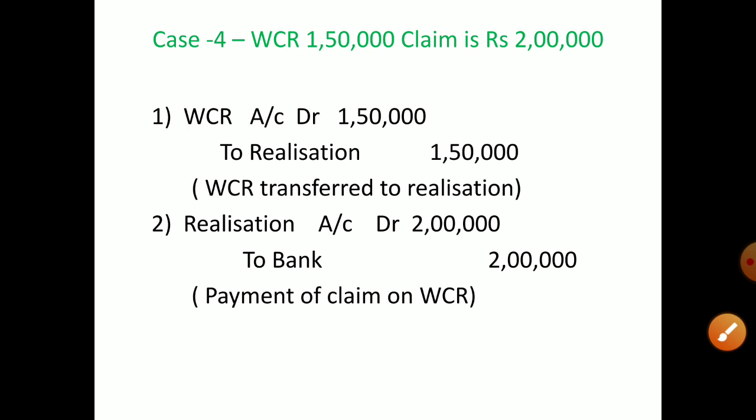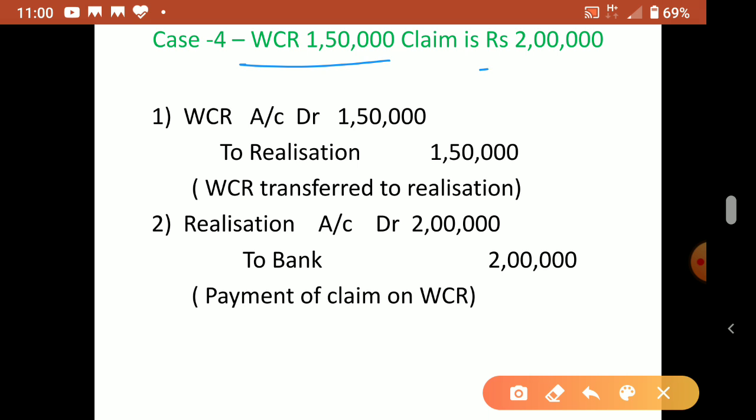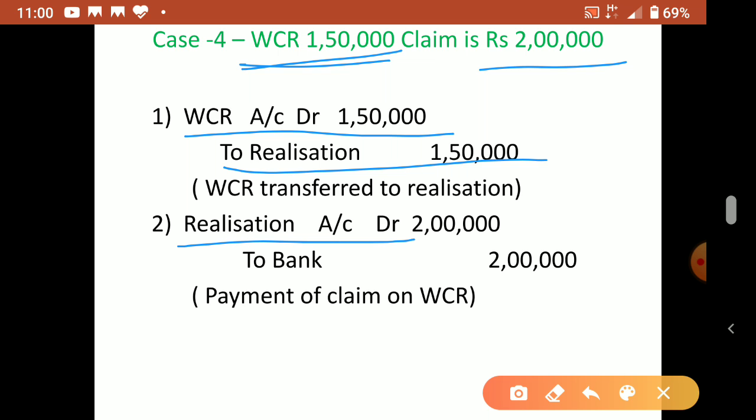Now next, fourth case is WCR 1,50,000, claim 2 lakh. Claim is more than WCR. So how much WCR is available, that only will go to the realization account. Remember that. Don't write 2 lakh. Whatever WCR you have, 1,50,000 to realization, that only will go to the realization account. Then bank, when you make payment, you cannot say we have only 1,50,000 so we will give only 1,50,000 to the worker. Because he is claiming 2 lakh, we have to give 2 lakh, means we have to pay 2 lakh. So realization to bank 2 lakh.